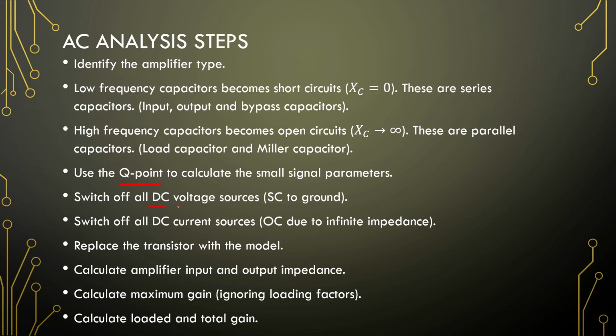You're going to switch off all DC voltage sources and all DC current sources. So voltage sources become grounds, current sources become infinite impedances, so open circuits. Then we will replace the transistor with the model of the MOSFET. There's a whole video on the models as well. Then we need to calculate the amplifier input, output, and then the three gains: the maximum gain, the loaded gain, and the total gain of the amplifier.